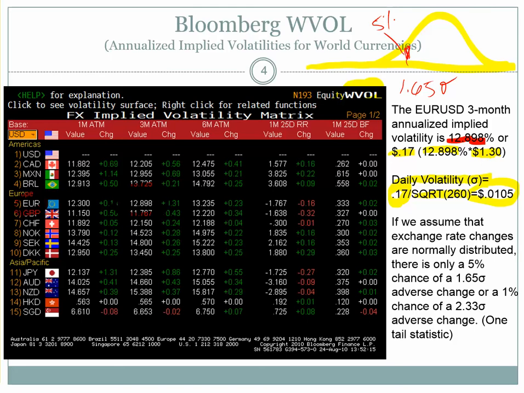So what we say is there's a 5% chance of having an adverse 1.65 standard deviation change away from our mean. And if we're looking at, say, daily distribution, we might say that the daily mean is 0, so the chance of having a 1.65 standard deviation change or more would be 5%, or a 95% chance of not having a 1.65 standard deviation change.